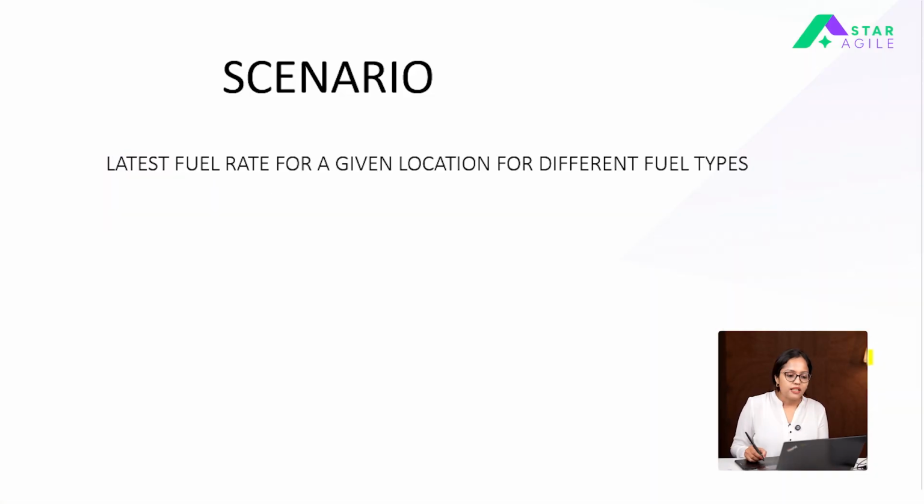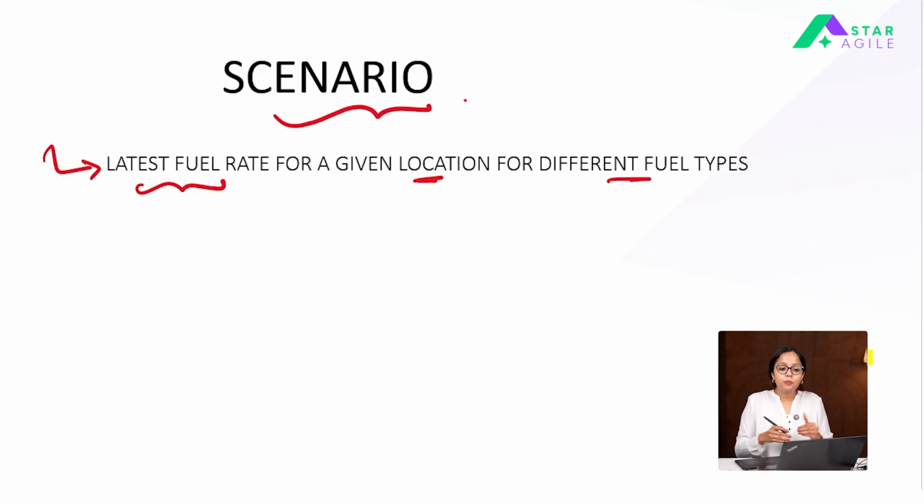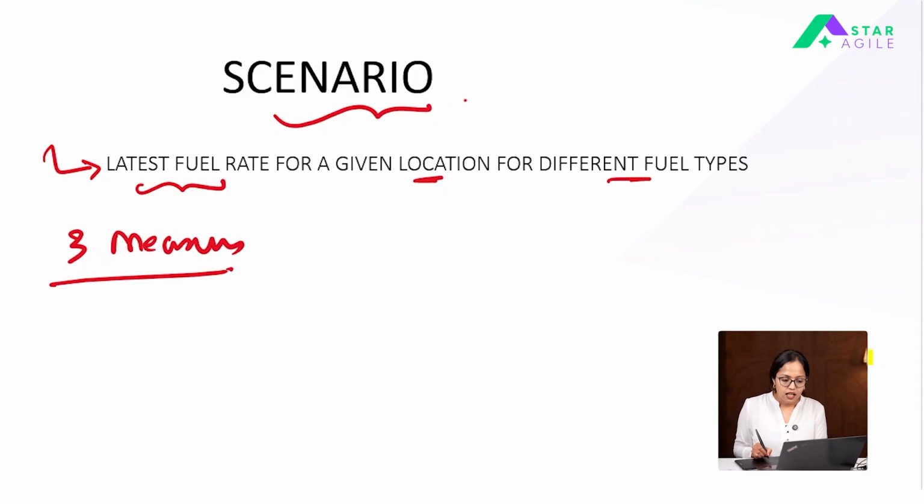Yes. So let me explain this scenario to you, guys. This is the first scenario that we're going to discuss. You have the latest fuel rate, correct? And here they are asking you to find the latest fuel rate based on a given location for different types of fuels. So here is how you're going to break down this problem statement. Firstly, you need to create three measures, right? One is for the latest fuel rate for diesel.